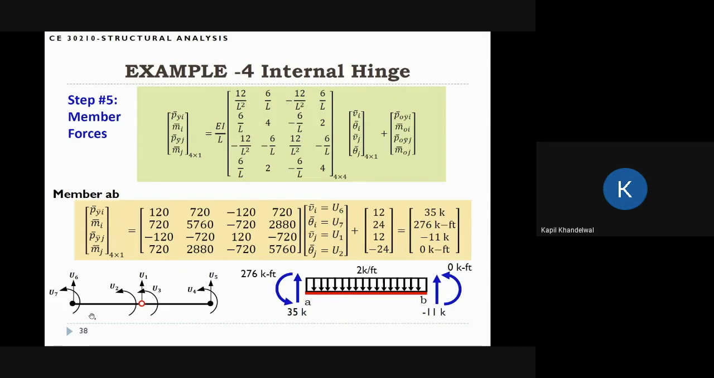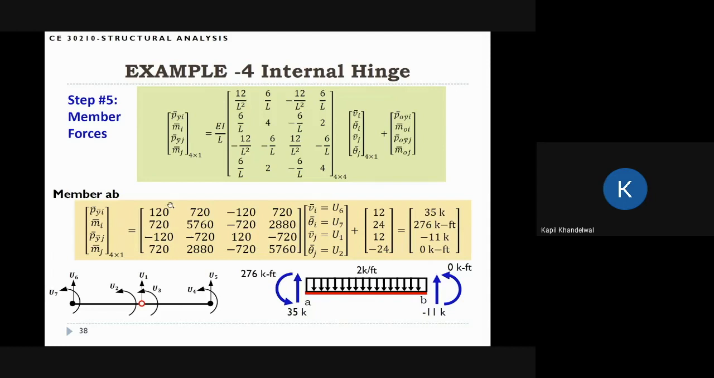So in this case, member AB is like here. This is A, this is B. So the degrees of freedom are VI, which is U6, theta I is U7, VJ is U1, and theta J is U2. So U6, U7, U1, U2. In this case, U6 and U7 are 0. Only U1 and U2 are non-zero.